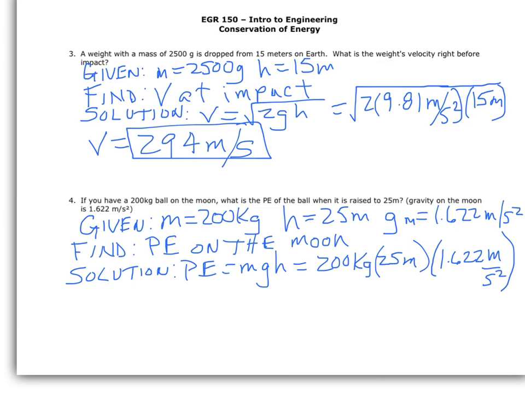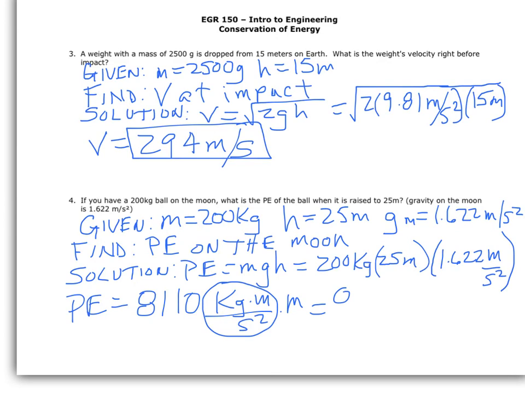Okay, so we multiply that out, we see that the potential energy on the moon of this 200 kilogram ball is 8,110 kilogram meters per second squared times a meter. And remember, that's because this is a Newton, so we have 8,110 Newton meters. And of course, I need to box my answer.